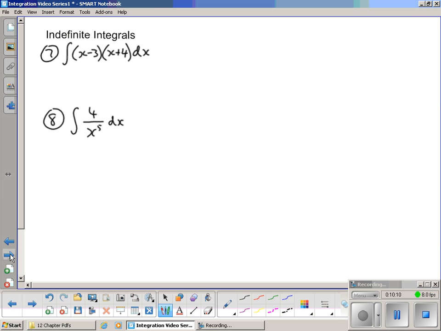A couple more examples here. Now this looks tricky with two brackets happening, but not quite as tricky once we do one good first move here. So we'll expand that. Expand first.